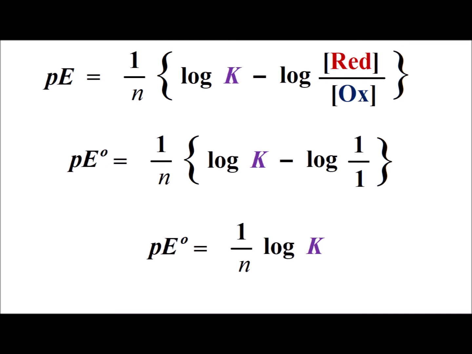We would like to have an expression Pe naught for the Pe function under standard conditions. Recall that standard conditions is that the concentration of every reagent is going to be 1 molar, and if it is a gas, it will have a concentration of 1 atmosphere. Therefore, we replace the concentration of the reduced form and the concentration of the oxidized form with 1, and make use of the fact that the logarithm of 1 is 0.